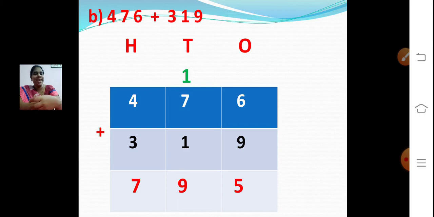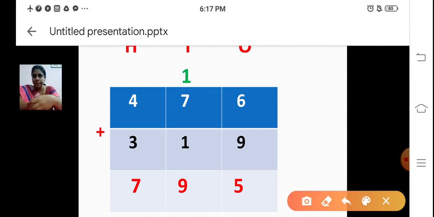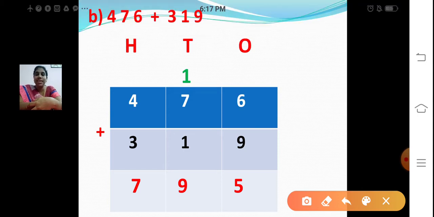Now let's move on to the next sum. 476 plus 319. We are going to add the two numbers. Shall we add these two numbers now? Yes. First write the numbers in the exact places.